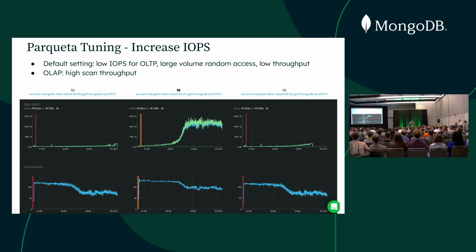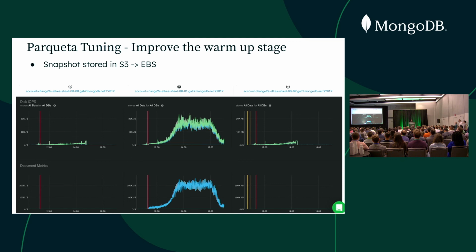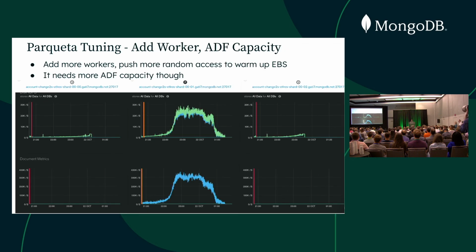Okay, it's the slow ramp up. If you look at this graph, it takes almost 2.5 hours to ramp up from 0 IOPS to the full IOPS we provisioned. 2.5 hours, that's too slow. The reason is we load the snapshot into the restore cluster. It will take time to get it into the EBS volume. So what we did is we asked Atlas Data Federation to allocate more workers. With more workers, we can push more random access to warm up the EBS. So with that kind of workaround, we can squeeze out another hour from the end-to-end time.